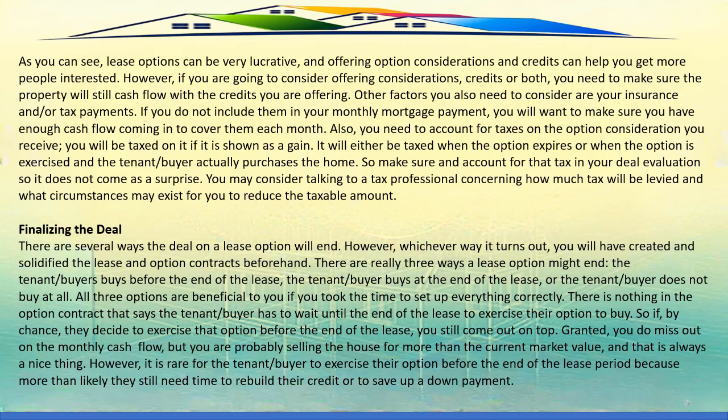Finalizing the deal. There are several ways the deal on a lease option will end. However, whichever way it turns out, you will have created and solidified the lease and option contracts beforehand. There are really 3 ways a lease option might end. The tenant buyer buys before the end of the lease, the tenant buyer buys at the end of the lease, or the tenant buyer does not buy at all. All 3 options are beneficial to you if you took the time to set up everything correctly.